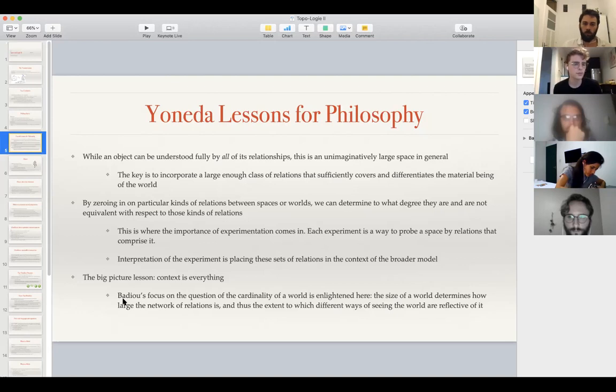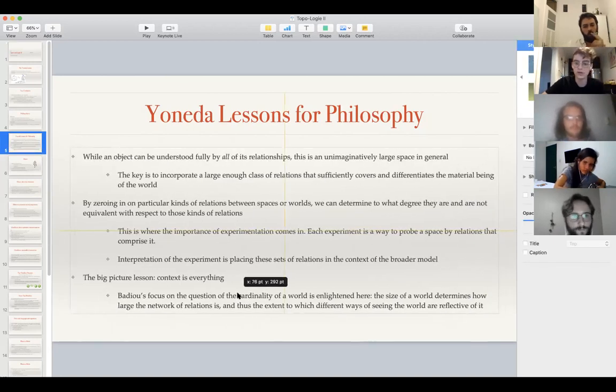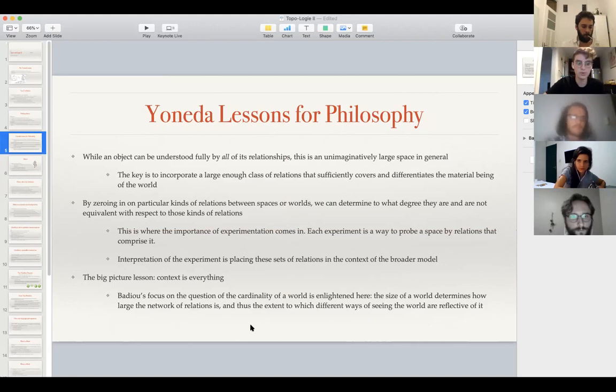So I think it's an important thing to keep in mind, but the cardinality of the world, this is the first place we see it. We'll see cardinality pop up a little more when we get to model theory, but that's the Yoneda stuff I have now. Before I keep going, any questions?